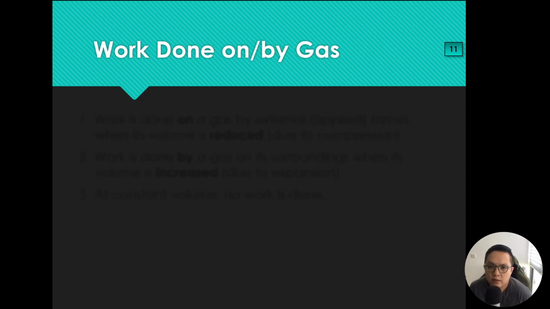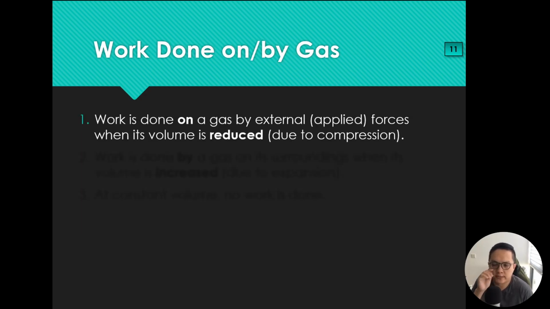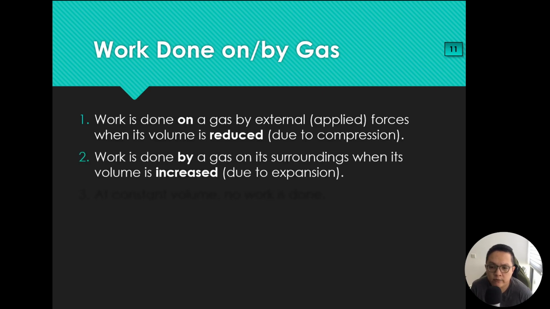Let's look at work done first. Work done on or by gas. How do we do work on the gas? If we want to do positive work on the gas, we use an external force to reduce the volume of the gas. So basically we are compressing the gas over here. If I want the gas to do work, I let the volume increase. Work is done by gas on its surroundings when its volume is increased due to expansion. That means if there's no change in volume, no work is done at all. This is very important.